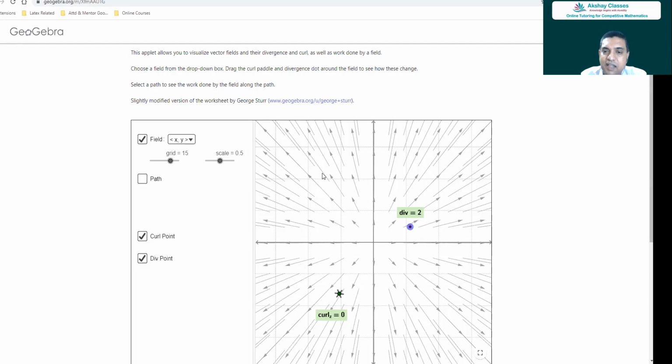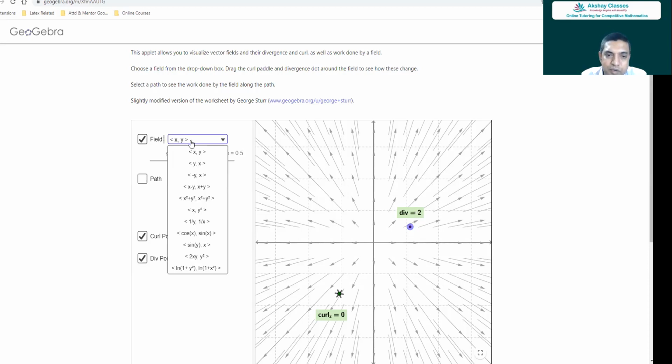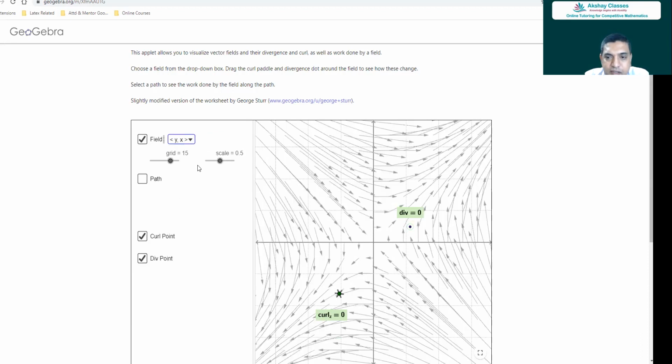And at any given point, the inflow vector is lesser than the outflow vector. Therefore, the divergence is 2. Now look at some other vector field. Divergence is 0.